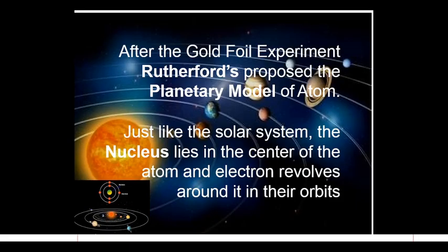After the gold foil experiment, Rutherford proposed the planetary model of the atom, and just like the solar system, the nucleus lies in the center of the atom and the electrons revolve around it in their orbits.